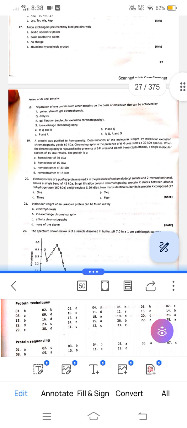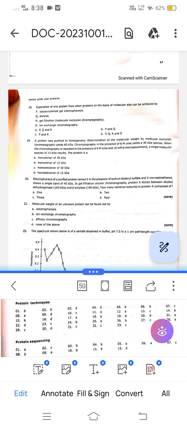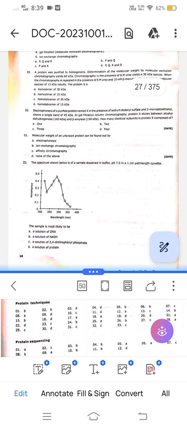And a protein was purified to homogeneity. Determination of the molecular weight by molecular exclusion chromatography yields 60 kilodalton. Chromatography in the presence of 6M urea yields 30 kilodalton species. And the chromatography is repeated in the presence of 6M urea and 10M beta mercaptoethanol, a single molecular species of 15 kilodalton results. The protein is a 19D homodimer of 15 kDa.